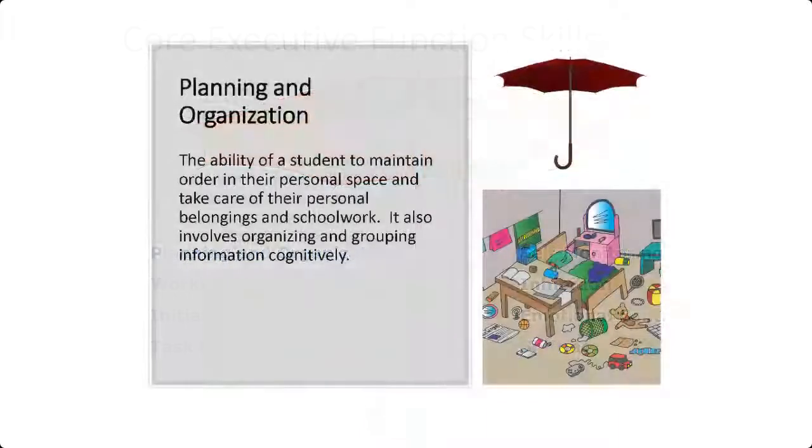Number 1, planning and organization. This is the ability of a student to maintain order in their own personal space and take care of their personal belongings and schoolwork. It also involves organizing and grouping information cognitively. When we see breakdowns here, we see students that may actually know the content, but they're not turning it in on time, or their work isn't organized, so it affects their work.